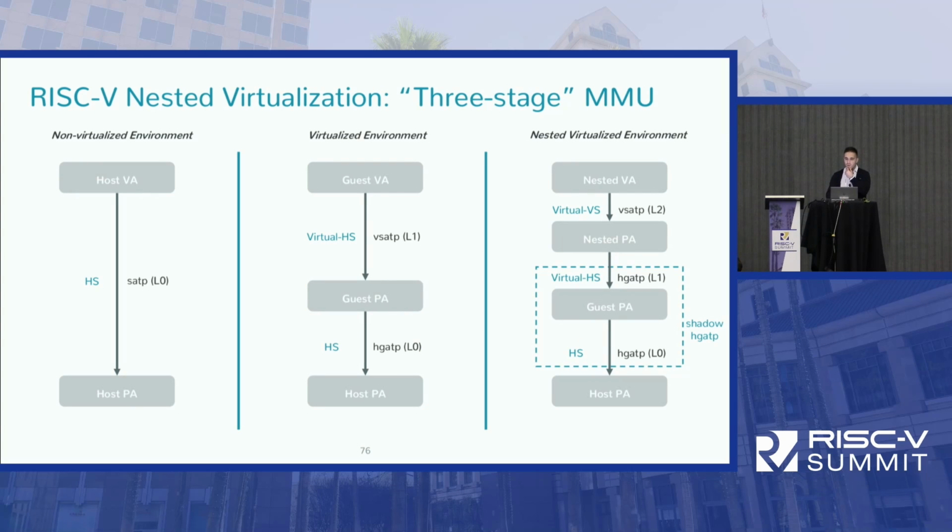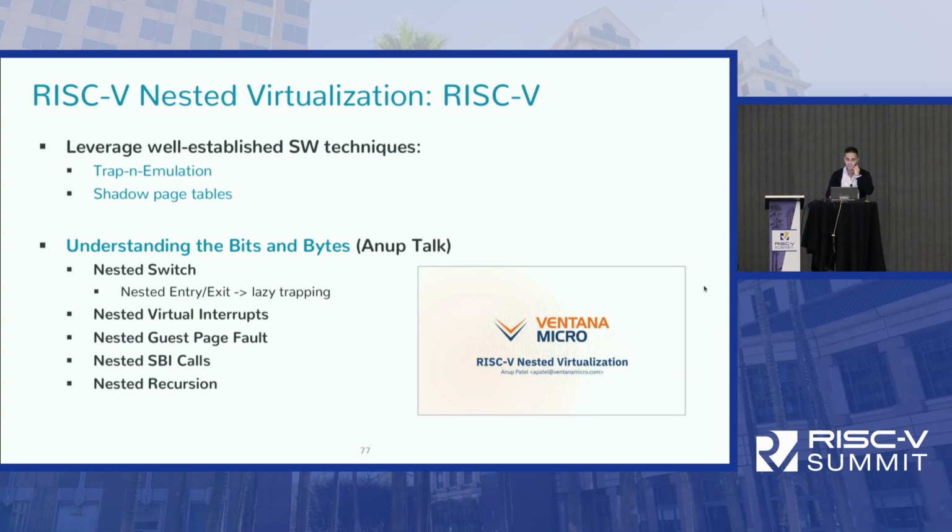In terms of MMU, if you have two levels of nesting, you need 3 stages of MMU translation, but you just have, in fact, on the hardware, two levels of translation. So what you do is a technique called shadow page tables, where you basically emulate another translation, and you need to go through software techniques to arrive and to create this shadow HGATP.